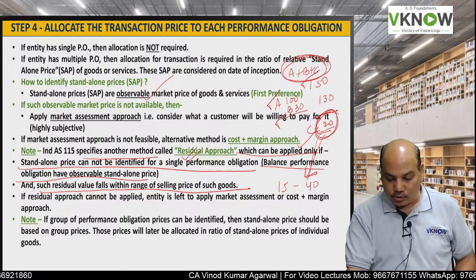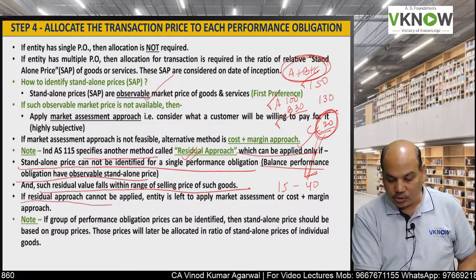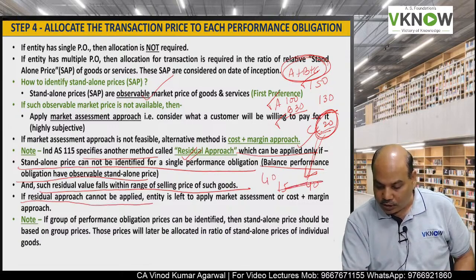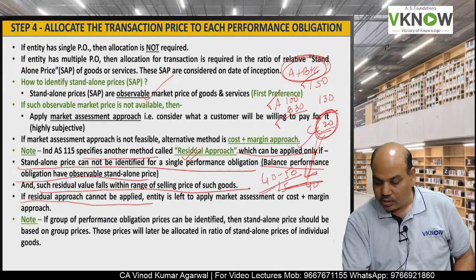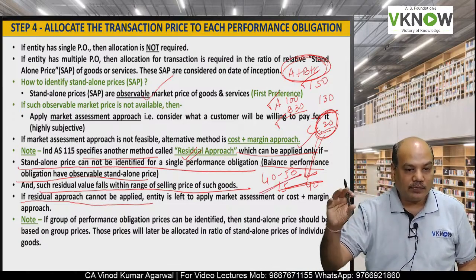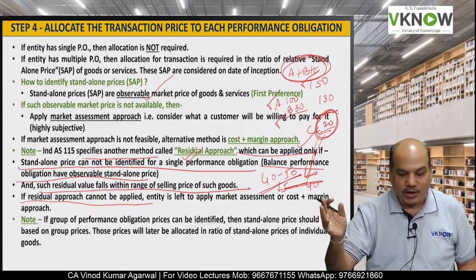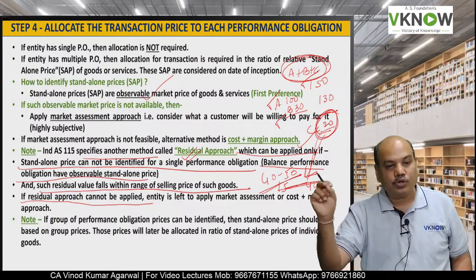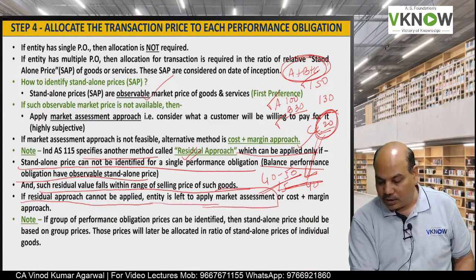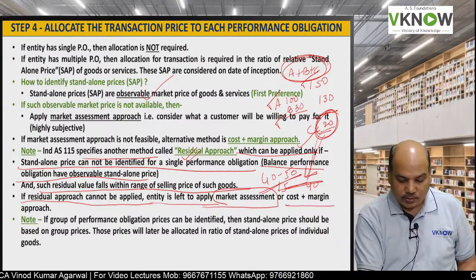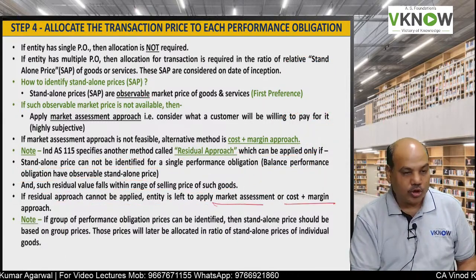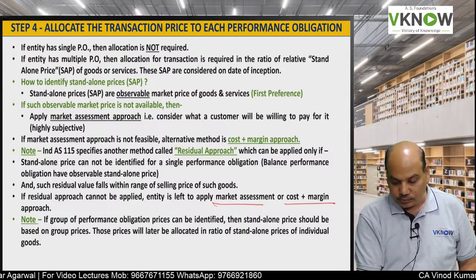Now your question is, if the residual approach cannot be applied, suppose the range is 40 to 50. C range is 40 to 50. Our balancing figure is 20. It is outside the range. Then the residual approach cannot be applied and it is left to apply the market assessment or cost plus margin approach. Then in that case you have to apply the market assessment or cost plus margin approach.